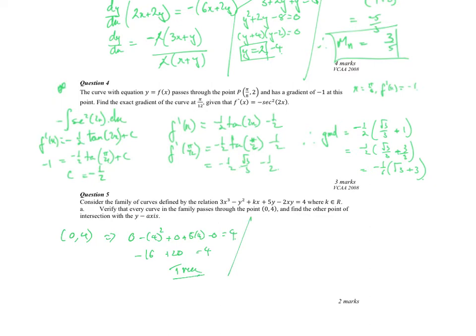So y-axis implies x is equal to 0. So at x equal to 0, we get negative y squared plus 5y equals 4. So I'll get y squared minus 5y plus 4 is equal to 0. Y minus 4, y minus 1 is equal to 0. Y is equal to 4 and 1. Therefore, the other point of intersection is the point 0, 1. Okay.